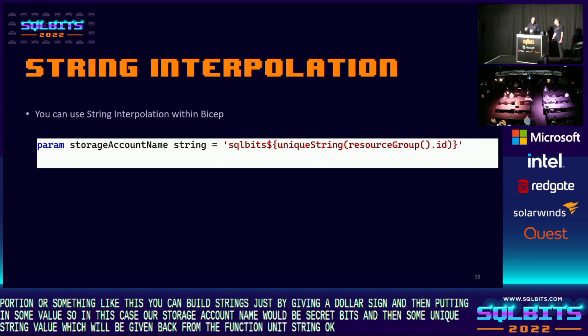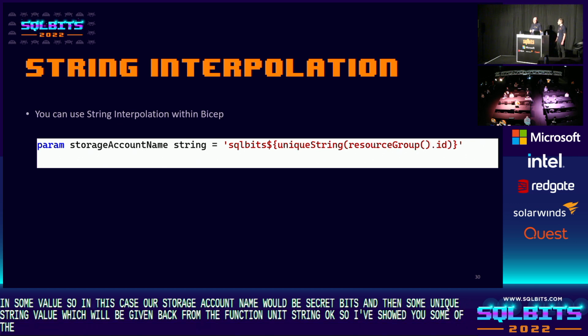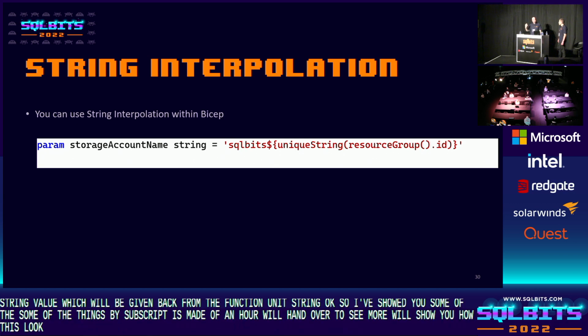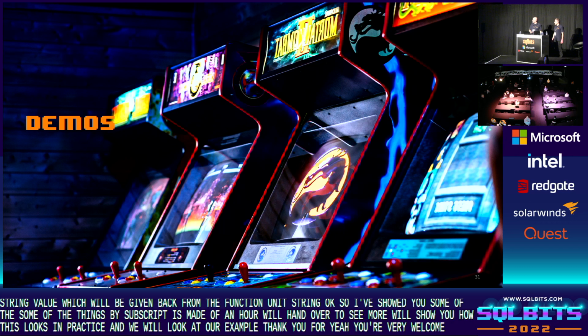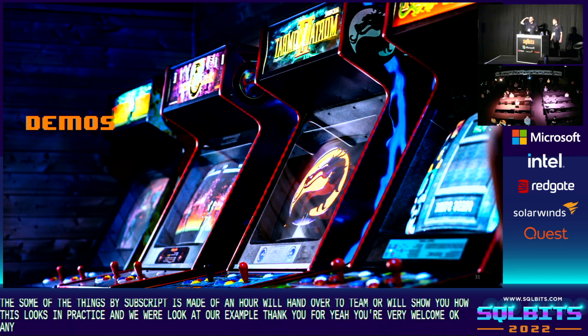Okay, so I've shown you some of the things a Bicep script is made of. And now I will hand over to Timur, who will show you how this looks in practice, and we will look at our example. Thank you, Frank. Yeah, you're very welcome. Okay, any questions until now? No questions? Okay, so Timur.